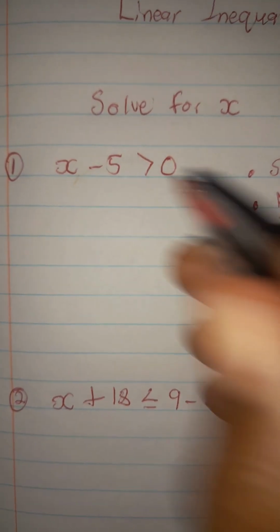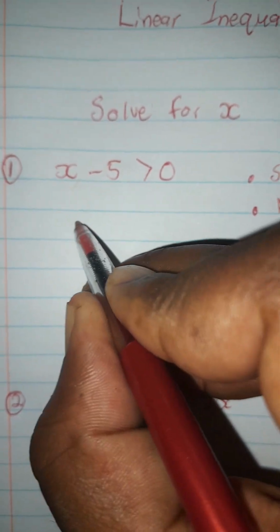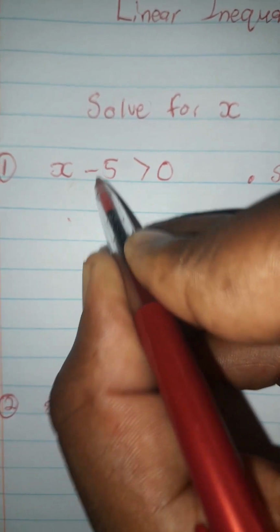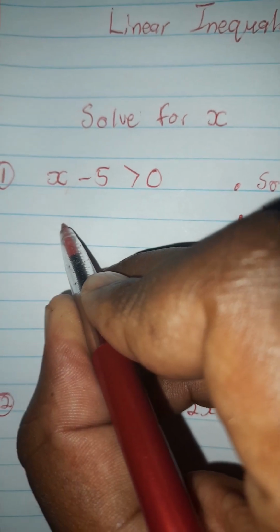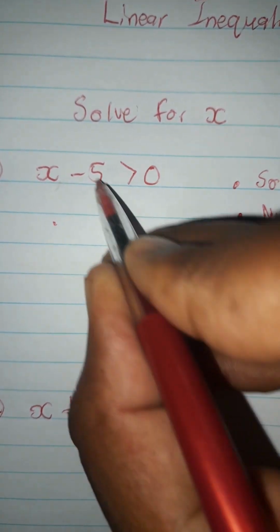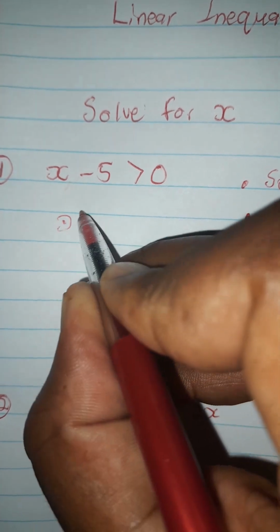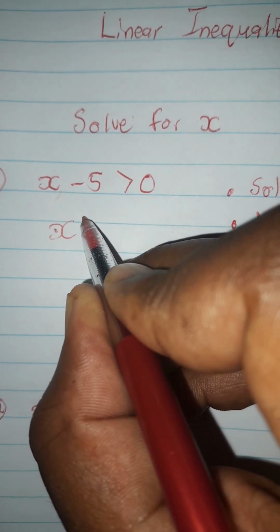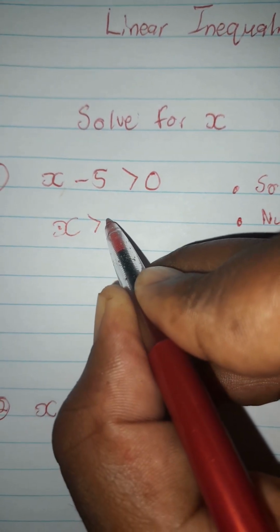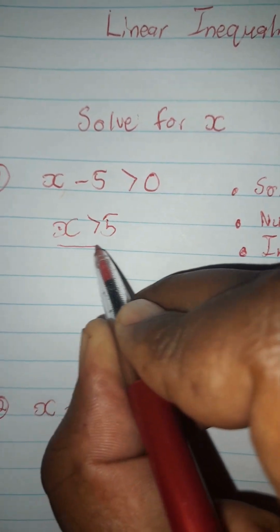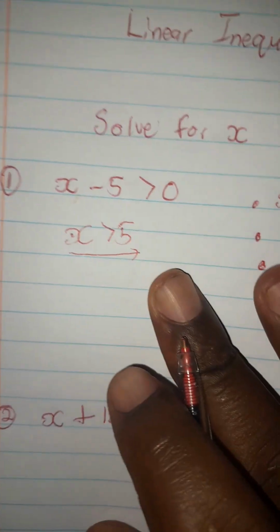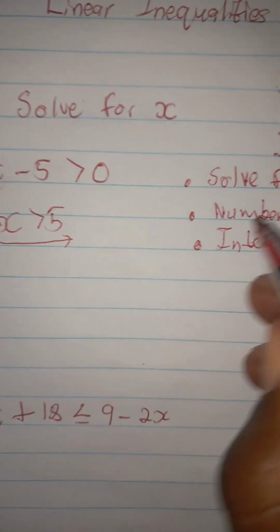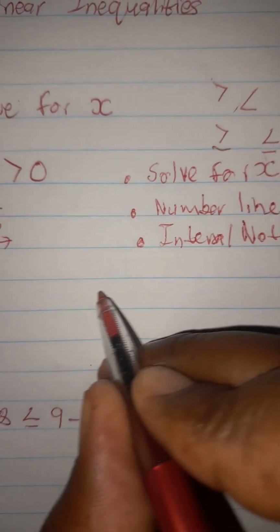Okay, so let's take -5 to the other side. We can add 5, so we just transpose -5 to the other side. Then it will be 0 plus 5, which will be 5. So already we have solved for x right here. X is greater than 5. Then the second step is to do what? Number line.